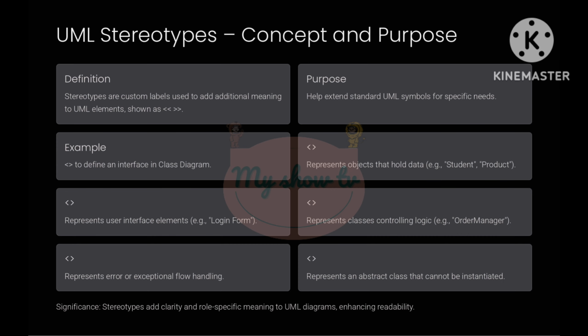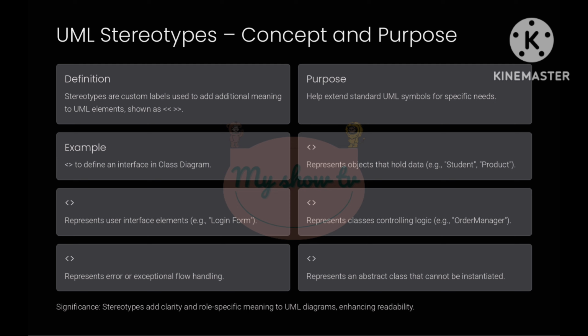Slide 4. UML Stereotypes, Concept and Purpose. Now let's understand UML stereotypes, which are custom labels added to UML elements to provide additional meaning. They are shown in double angular brackets, like <<interface>>. Stereotypes help extend standard UML symbols to suit specific needs. For example, <<interface>> defines an interface in a class diagram.